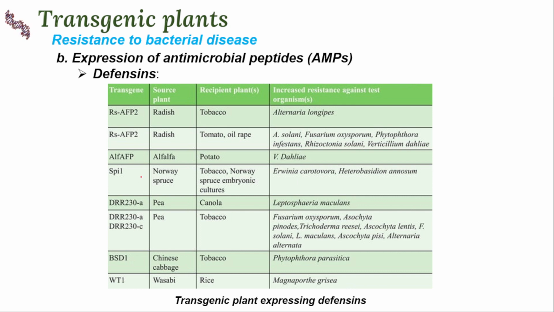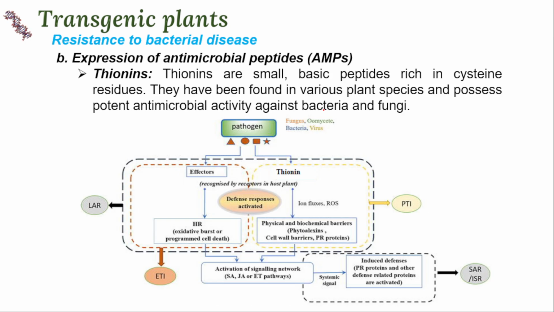These are the list of genetically modified defensins that are produced. These are the source plants, and we introduce the same defensin genes into the host plant, the recipient plant, and they effectively combat the infection of the bacterial pathogen.